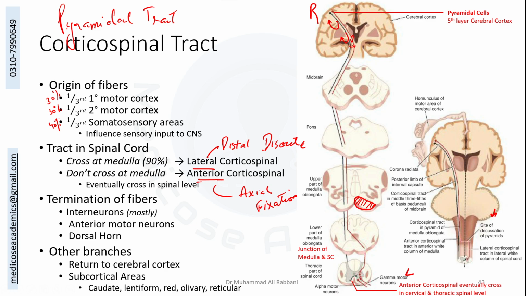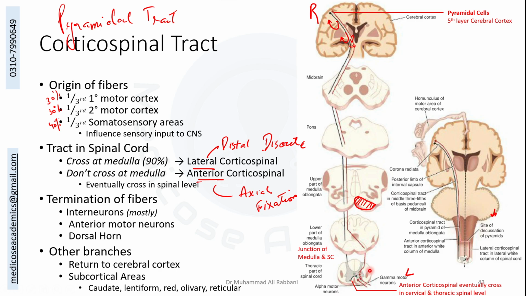We talked about its origin. It started from the cortex, from three regions: 30% from the primary motor cortex, 30% from the pre and supplementary motor cortex, and 40% from the somatosensory area. It traveled down through the corona radiata, internal capsule, crus cerebri, basis of pons, pyramid of medulla, and in the lowermost part of medulla at the junction of medulla and spinal cord, it crossed the midline in 90% of the cases. After crossing, the tract was called the lateral corticospinal tract.